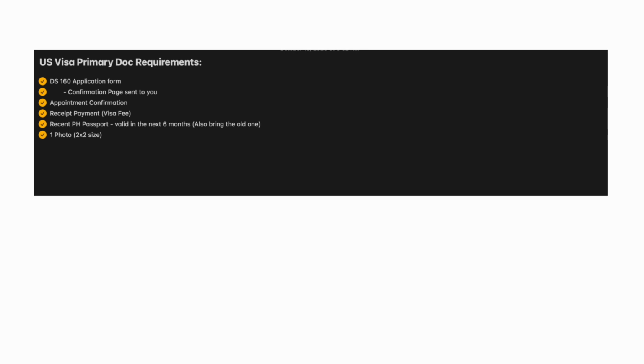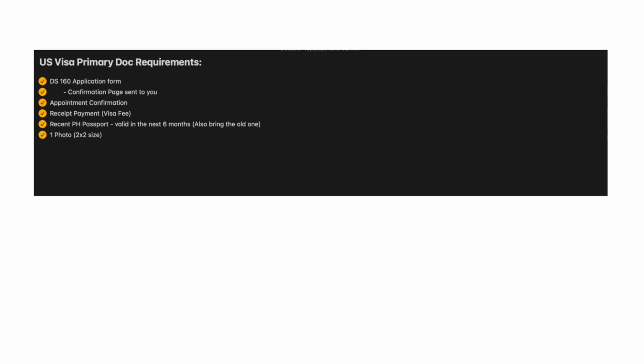Second one is your appointment confirmation. This appointment confirmation is generated when you successfully apply for your interview schedule. You can also have this sent to you via your email address, if you used the same email address when you applied and filled up your DS-160.